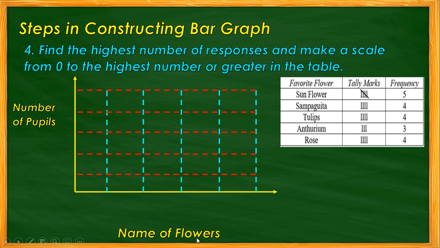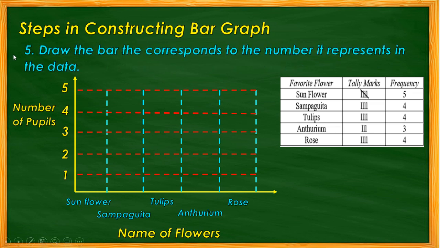In the names of the flowers, you're going to write all the names of the flowers: sunflower, sampaguita, tulips, anthurium, and rose. Then, in number of pupils, as you can see from the frequency, the highest value is 5. And we have 4, 3. So, we're going to write 5, 4, 3, 2, 1, or 0, 1, 2, 3, 4, 5, or 2, 4, 6, depending upon the interval. This time, this would be a counting number. So, now, let's proceed to step number 5.